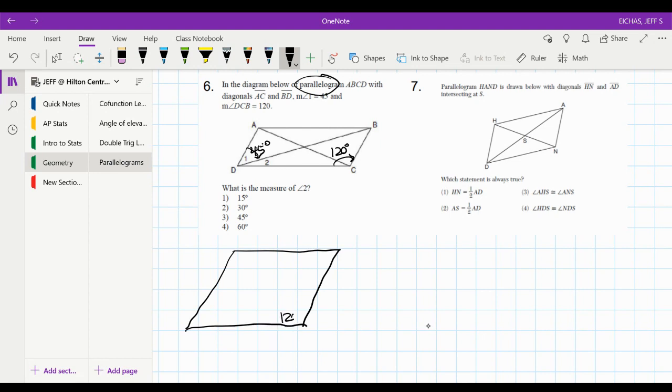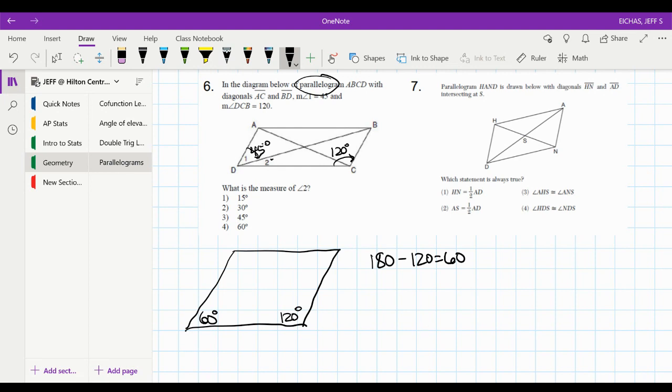Okay, so this is 120. This entire angle without the diagonal cutting through it. So you can have 60 there. Now, you can figure out the rest of it by yourself. You know that's 45. Figure out what that is. No problem. All right, diagonals.